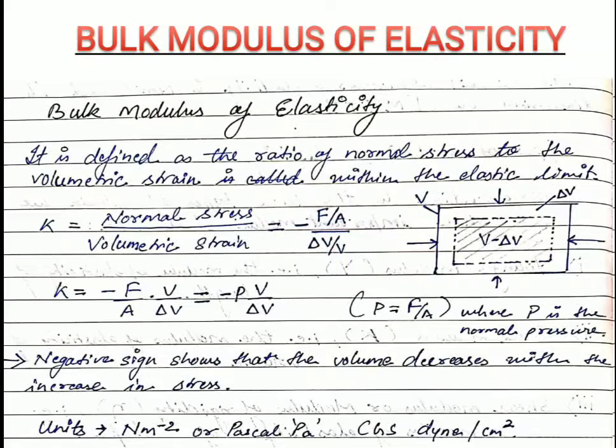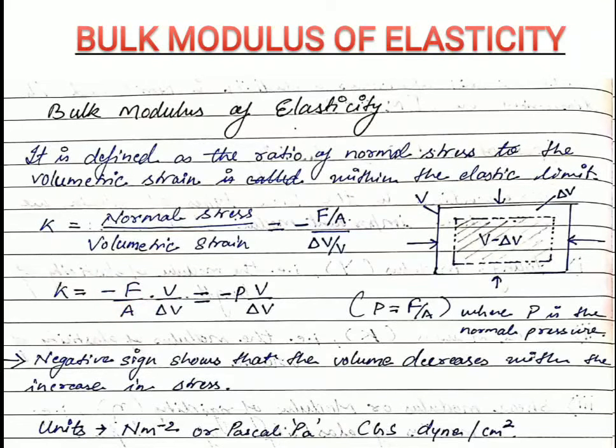So students, when pressure is acting on all sides normally, then there is a decrease in the volume of the body. So you can see that here the outer one, the volume is represented by V. The change in volume, this portion, is represented by delta V, and this is represented by V minus delta V. So due to the decrease in the volume, this negative sign is put here. Okay. So the formula that comes is K equals minus F by A into V upon delta V, equals minus P V by delta V.